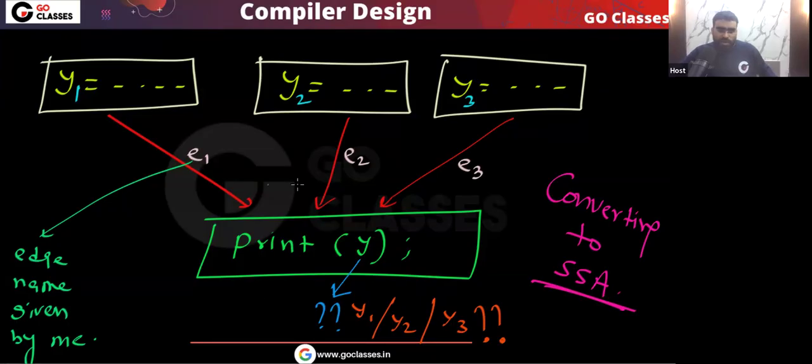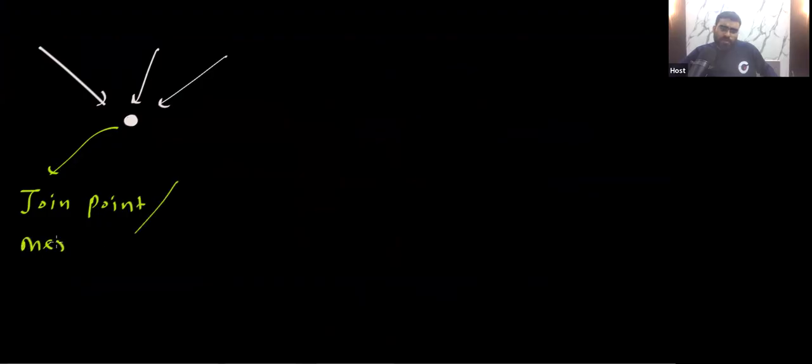Let's call it the join point. This type of point is called a join point, or merge point, because many edges are coming here. So you can call it join point, merge point, something like this.